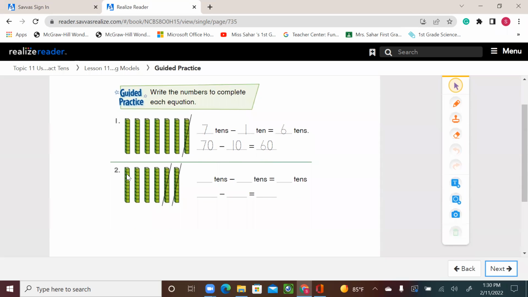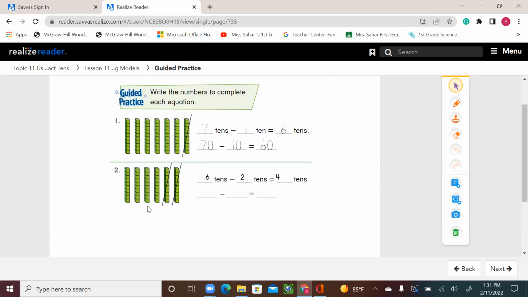Let's do the second one. How many tens do we have? Let's count together. 1, 2, 3, 4, 5, 6. 6 tens take away 2 tens equals 1, 2, 3, 4. So let's write this down. So 6 tens minus or take away 2 tens equals 4 tens. 6 tens, as we have, take away 2 tens equals 4 tens.